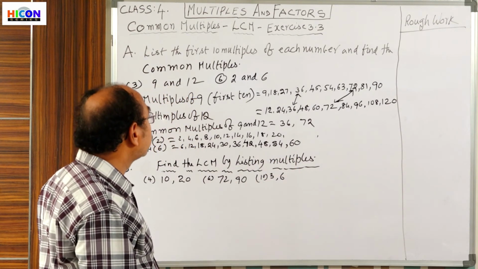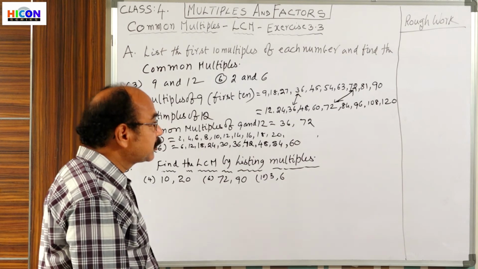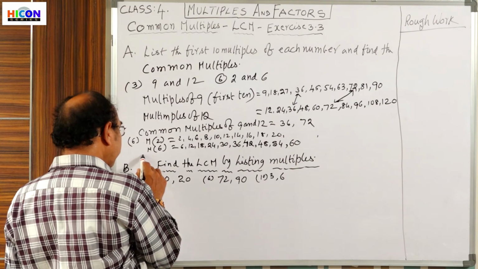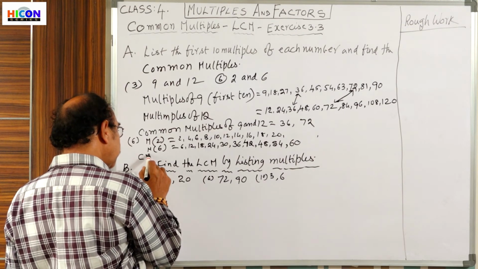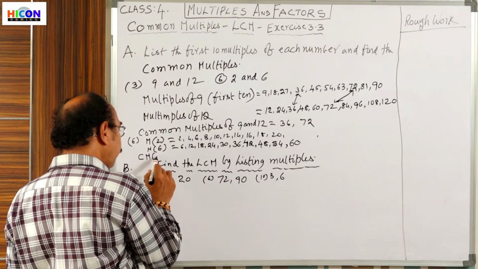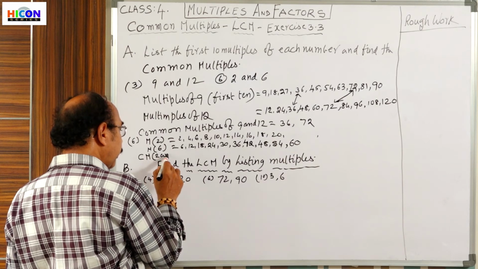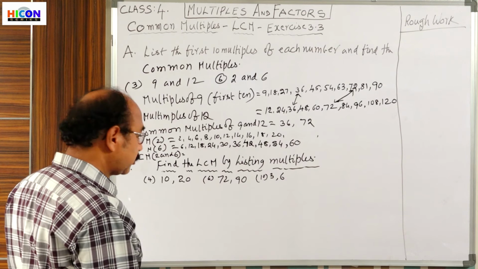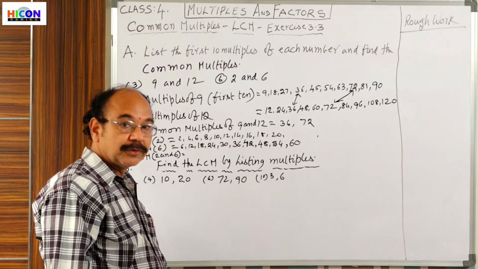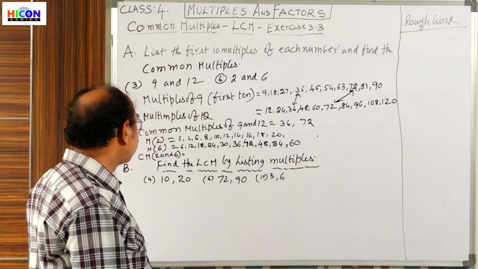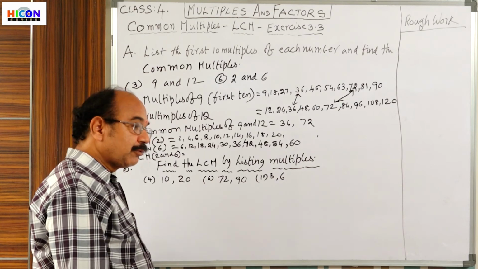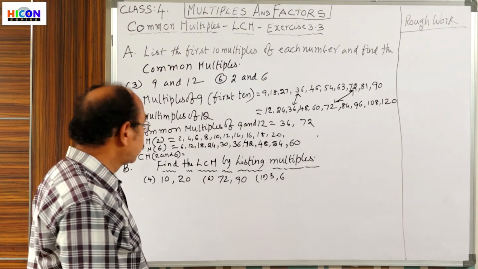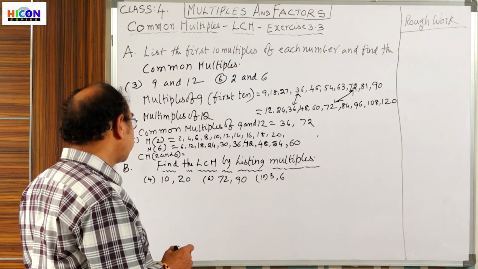Next, common multiples. Now here I am writing the short form CM: CM of 2 and 6. What are the common multiples? Common means, as I told you, they must be present in the set of multiples of 2 and in the set of multiples of 6. So what are the common multiples here?